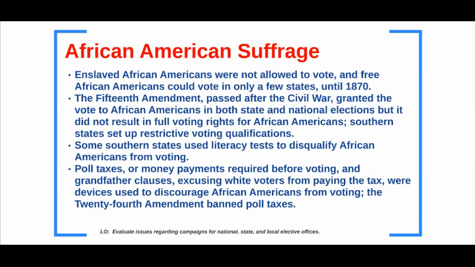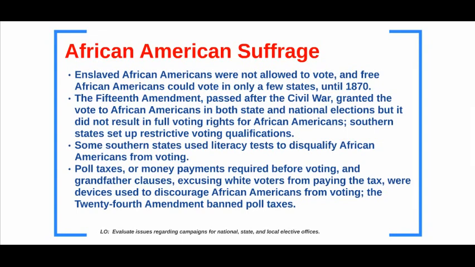African American suffrage. Enslaved African Americans were not allowed to vote, and free African Americans could vote only in a few states until 1870. The 15th Amendment, passed after the Civil War, granted the vote to African Americans in both state and national elections, but it did not result in full voting rights for African Americans.